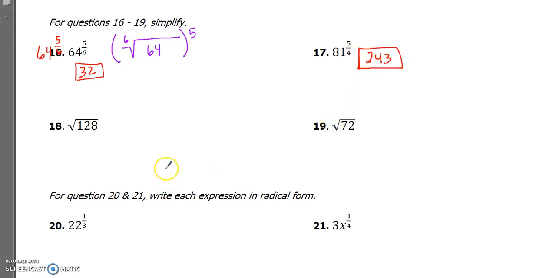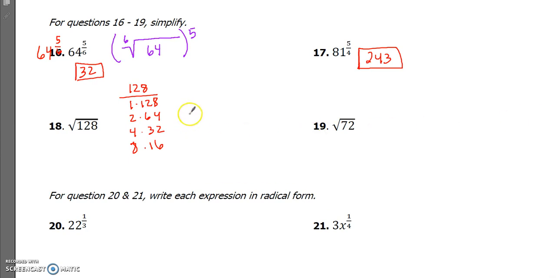Okay. How about the square root of 128? So we know that's not a perfect square, so what we may need to do is simplify it. So what I'm going to do is write all the factors of 128. So 2 goes in at 64. 3 won't go. 4 will go, 32. Okay, so I've listed all the factors of 128.